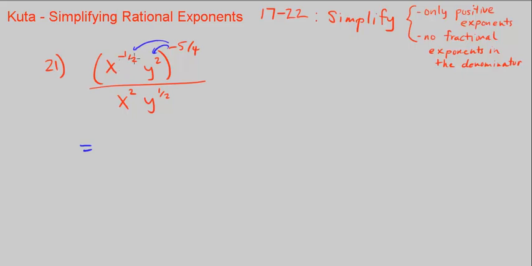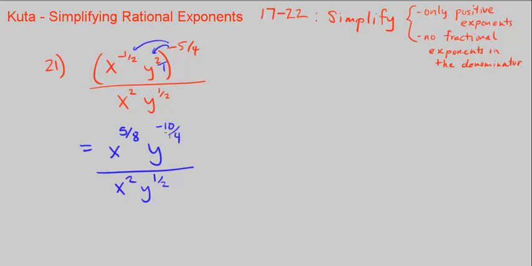So we get x to the negative 1/2 times negative 5/4. So negative times negative makes it positive. 1 times 5 is 5. 2 times 4 is 8. Times y. This is a positive, this is a negative. And remember, this is over 1. So this is negative 10. 2 times negative 5 is negative 10 over 4. Over x squared y to the 1/2.